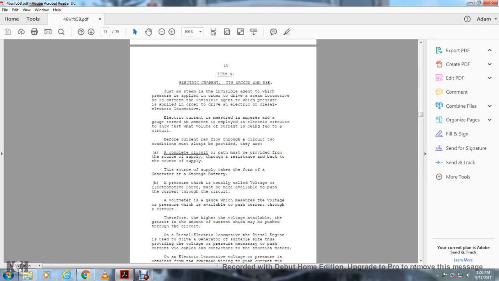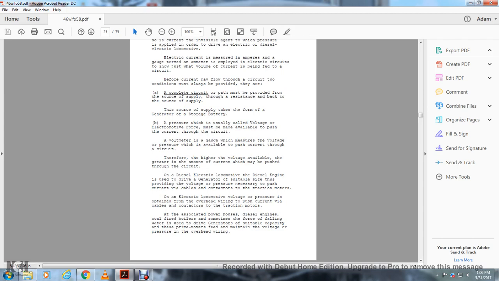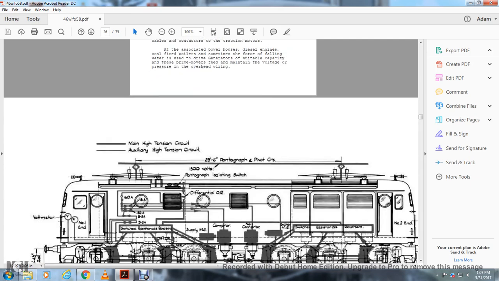The higher the voltage available from the generator, the more current can be pushed through the circuit. On a diesel electric locomotive, the diesel engine is used to drive a generator of suitable size, thus providing the voltage pressure necessary to push the current via cables to the traction motors. On electric locomotives, voltage pressure is obtained from the overhead wiring to push the current via cables to the traction motors. Coal-fired boilers, or the force of falling water, are used to drive generators of suitable capacity; those primary movers feed and maintain the voltage pressure in the overhead wiring.